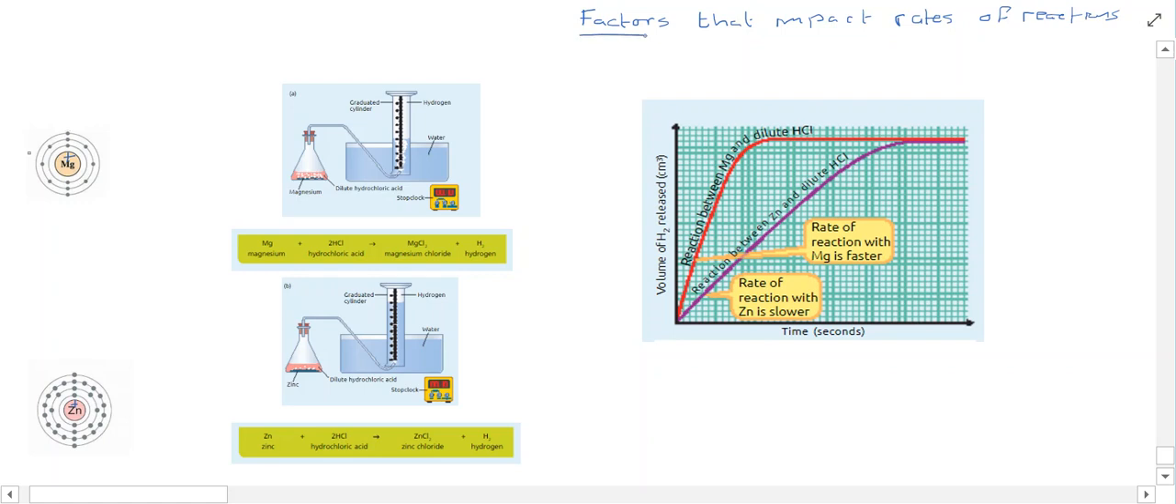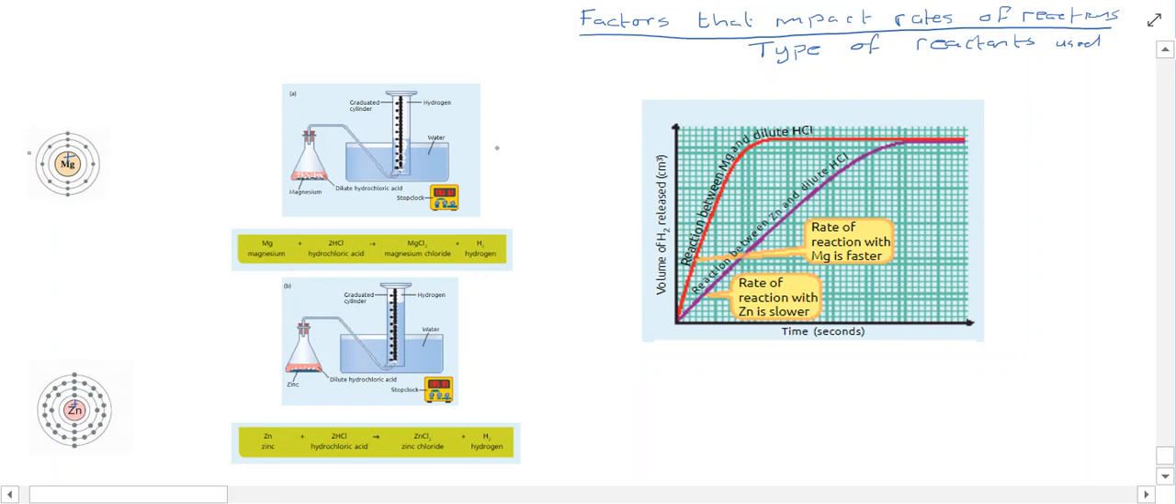Now I'm going to look at, there's a few of them. There's five. Okay, and the first one that I want to focus on is the types of reactants that are used. And in the subsequent lessons, we'll look at the other ones as well. So the types of reactants used.